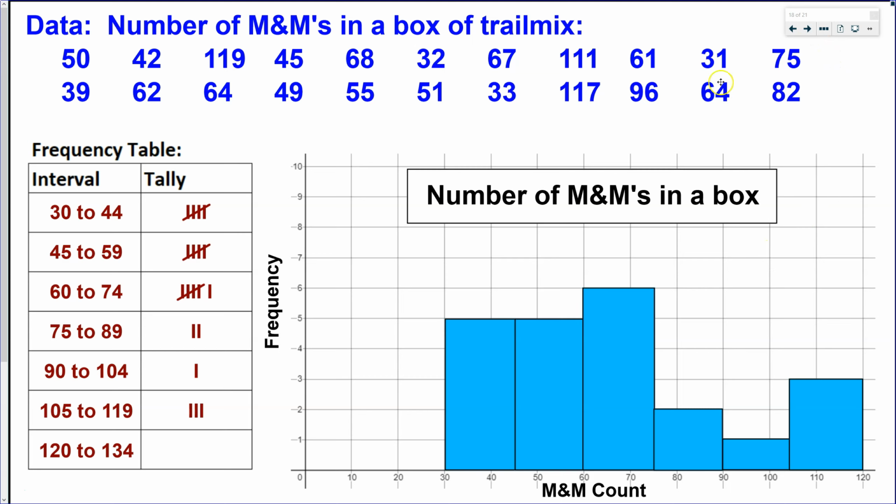Looking at this graph versus this data, we can see that a lot of boxes had between 30 and 75 M&Ms in them, and then it trailed off pretty strongly, except we did have some boxes with a lot of extra M&Ms in them.